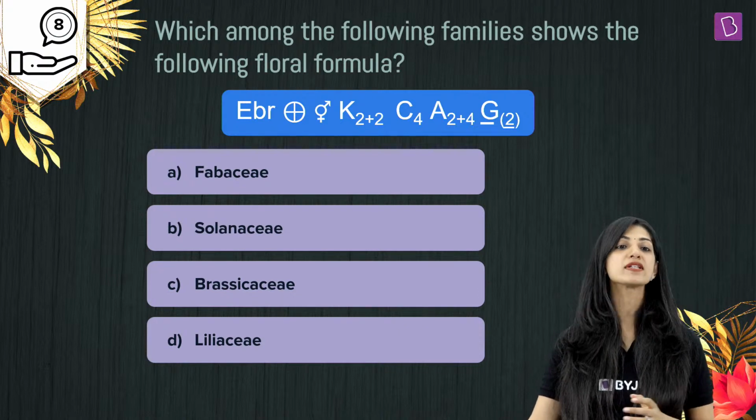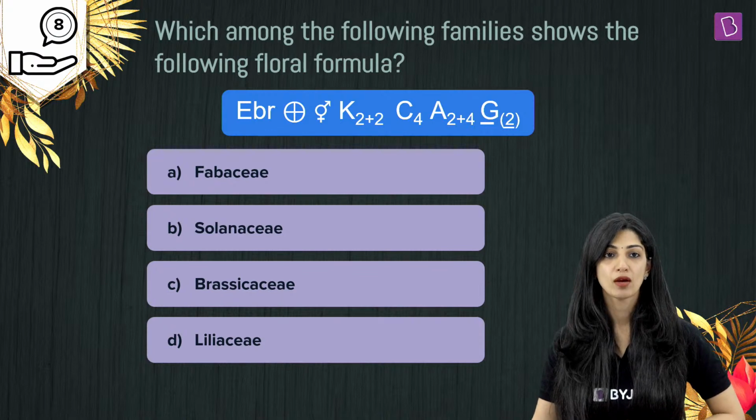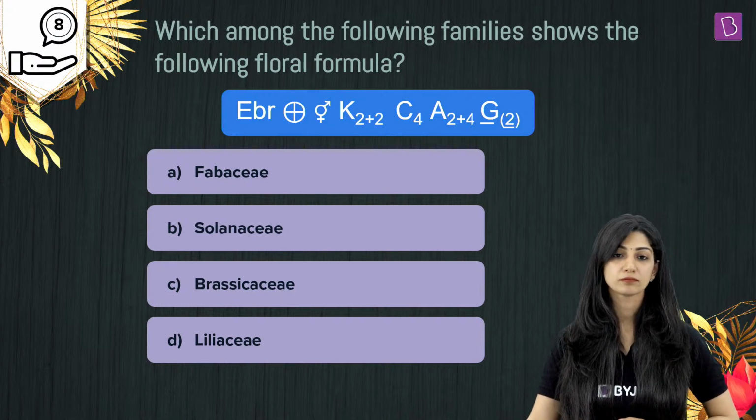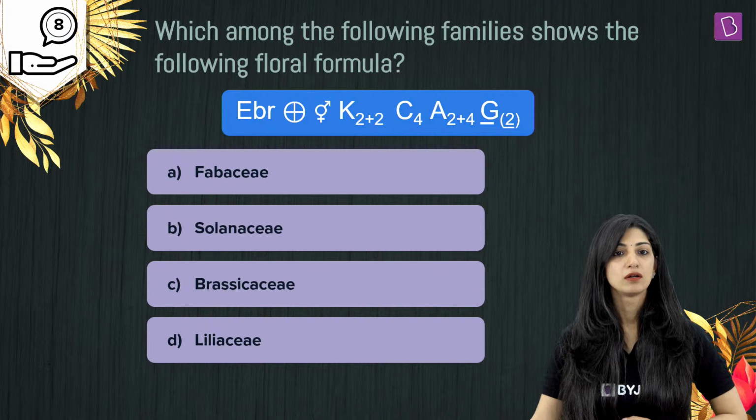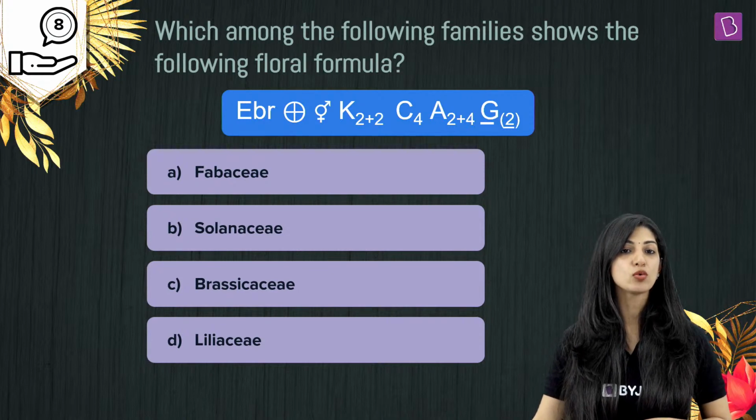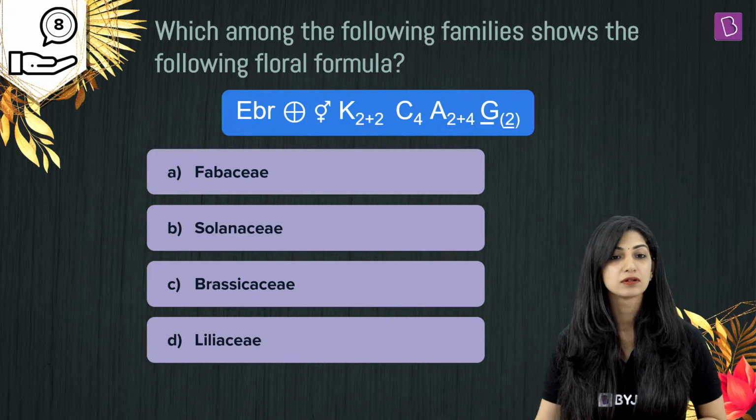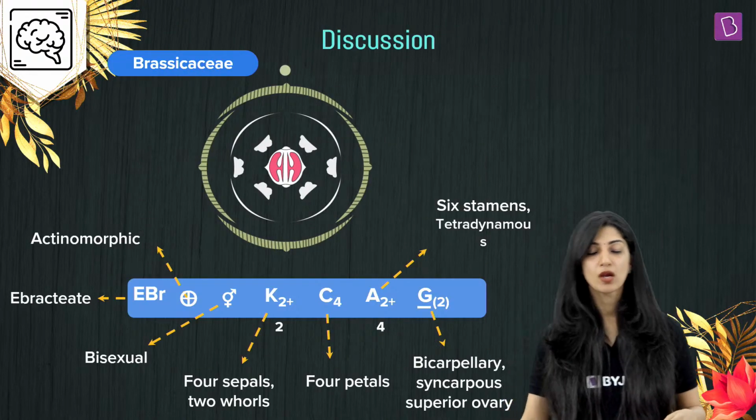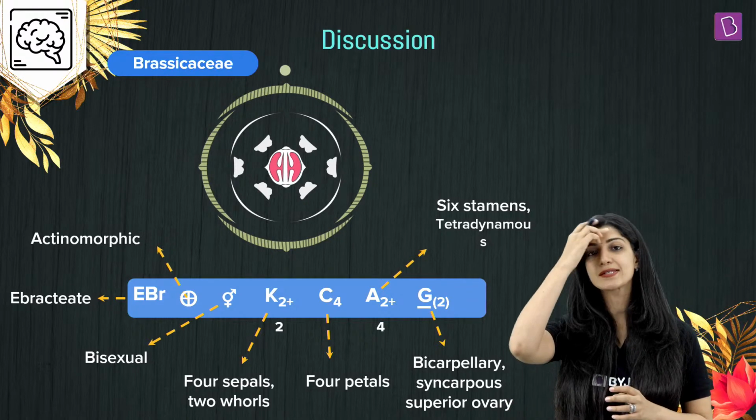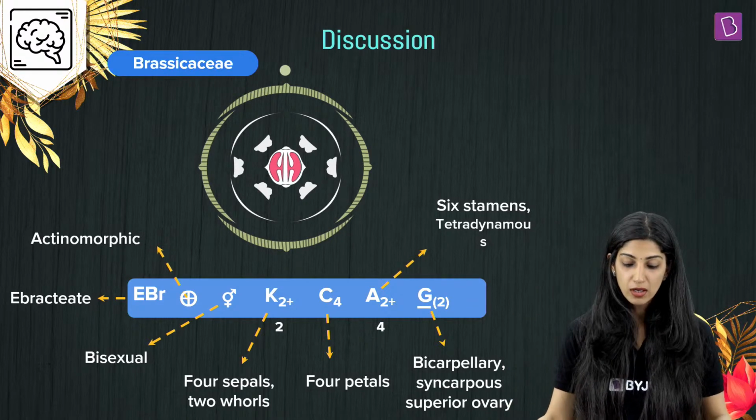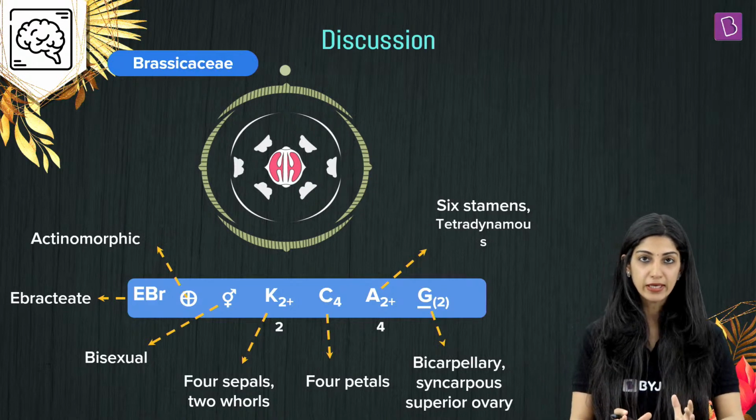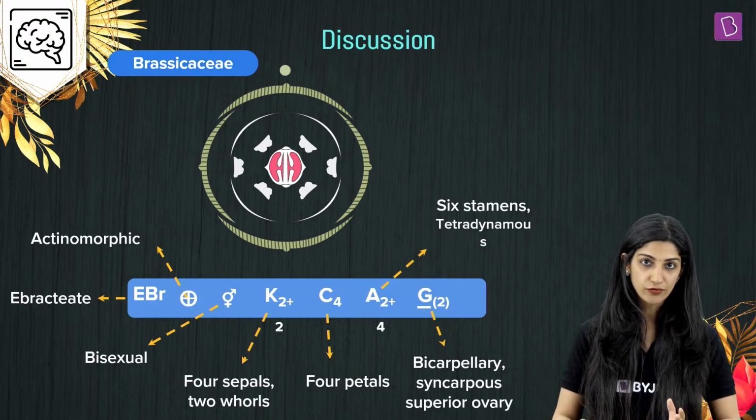How many of us want to discuss the families? Let's see what all of you want. If your bio is weak, then you are at the right place. Let's do the families. Very good. So, first we will do the Brassicaceae family. Okay. Now this Brassicaceae family ka floral formula is right in front of you.